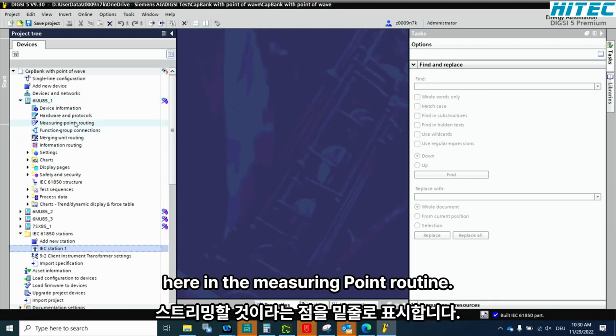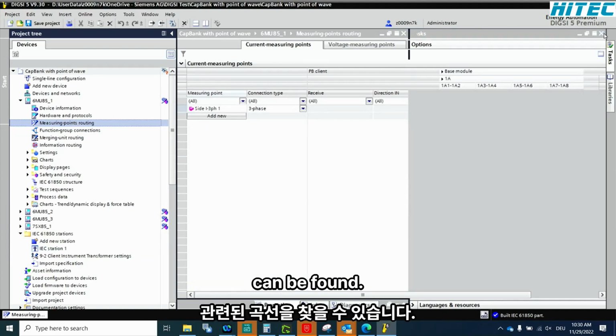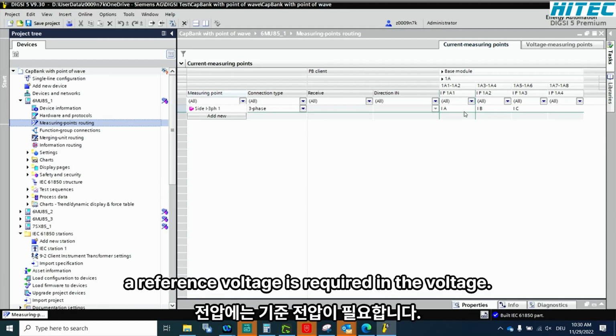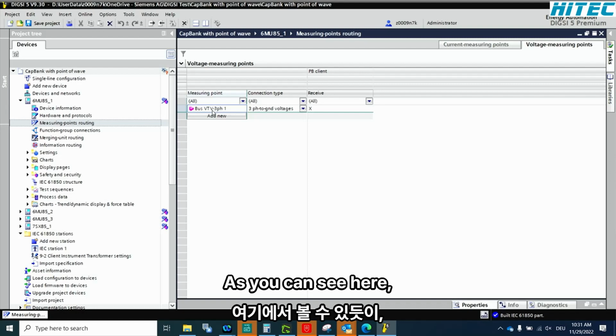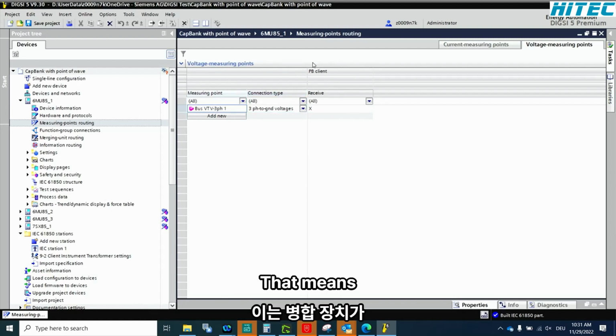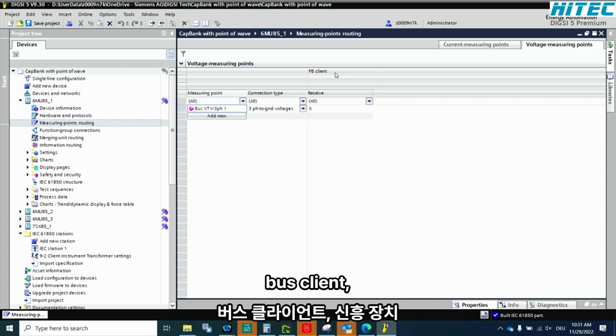Here in the measuring point routing, the current related to this current transformer can be found. This merging unit also has the task to execute point on wave switching, for which a reference voltage is required. In the voltage measuring points, we have the busbar voltage. As you can see here, the busbar voltage is coming through the process bus client. That means the merging unit is going to receive the voltage through the process bus client.